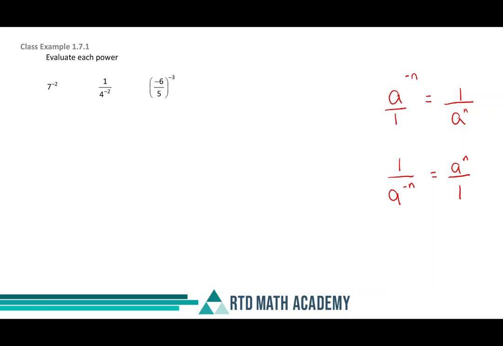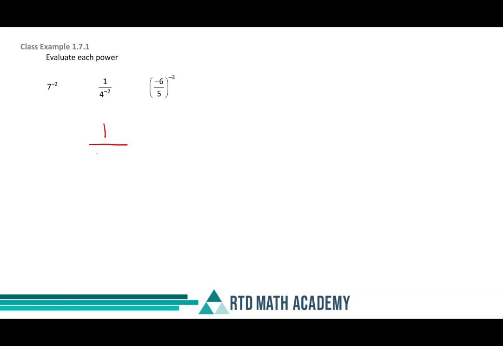So if I have 7 to the power of negative 2, I can rewrite that as 1 over 7 to the power of positive 2. Do not change the 7 to a negative, nothing along those lines. And in this particular case here, I have 1 over 7 squared, and 7 squared is 49. So 7 to the power of negative 2 equals 1 over 49.